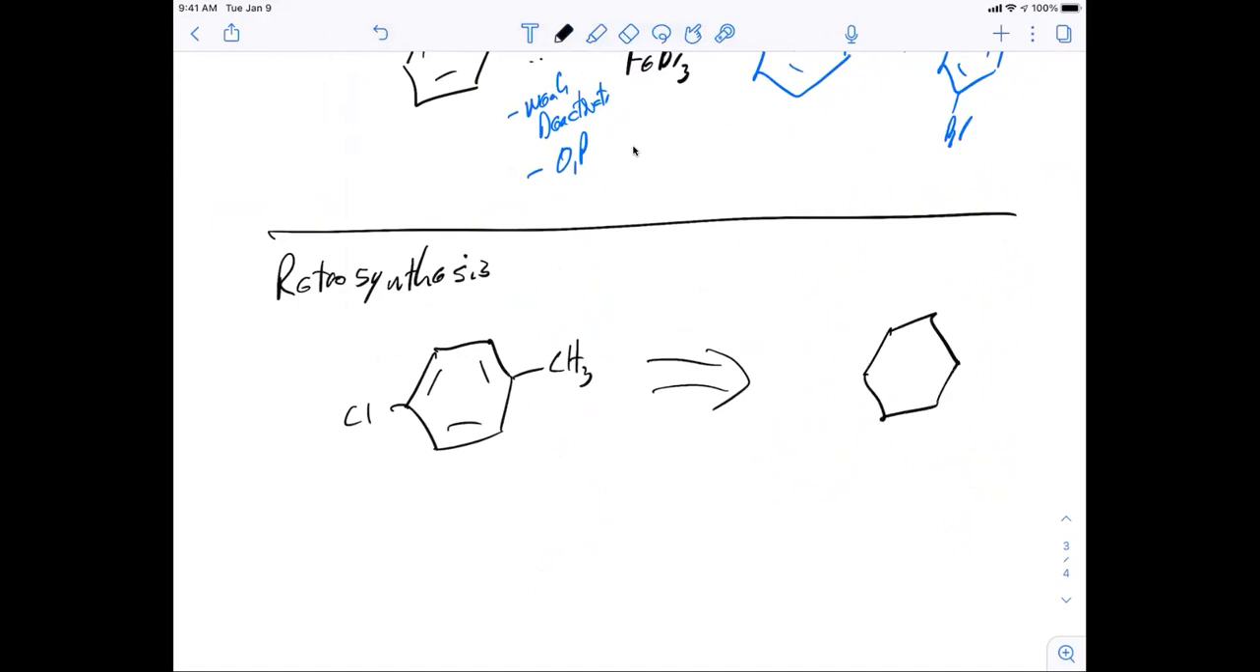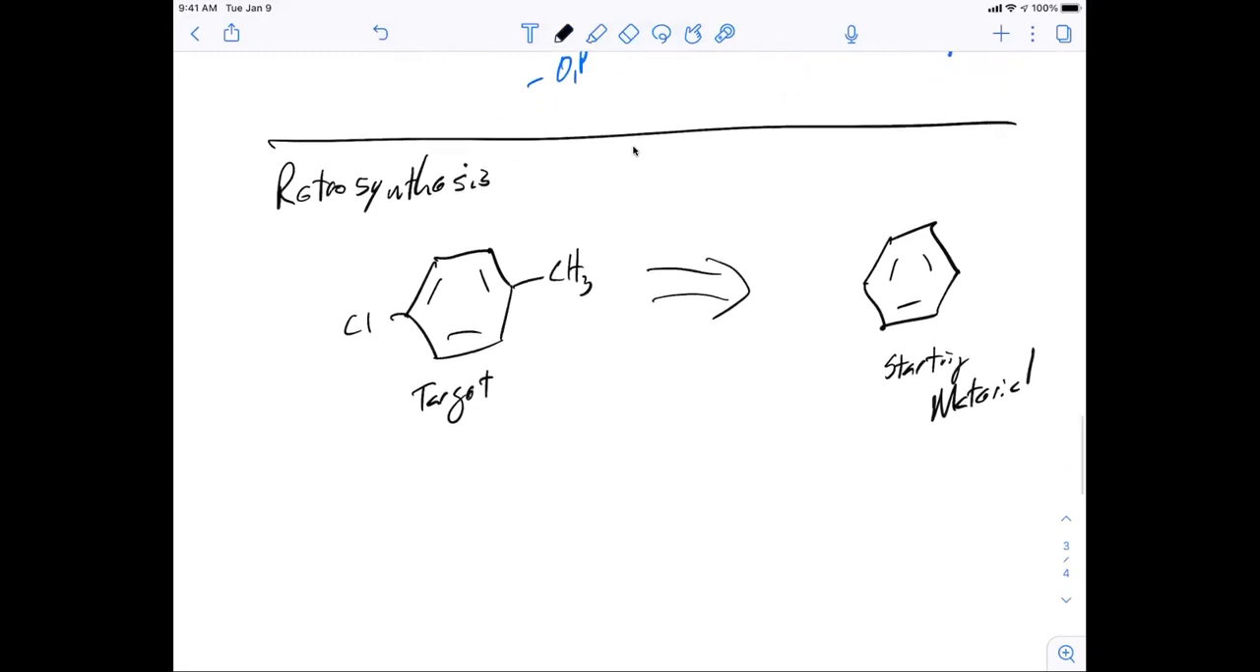So we're going to develop a retrosynthesis, right? So that's what the big fat arrow means, meaning that this is my target material. This is what I want to come up with a synthesis for, and this is my starting material. Now to analyze this one, I've got two groups on there, so I could add one group or the other, right? So what I want to do is think about what I have here, and this is going to be para, so that's my target.